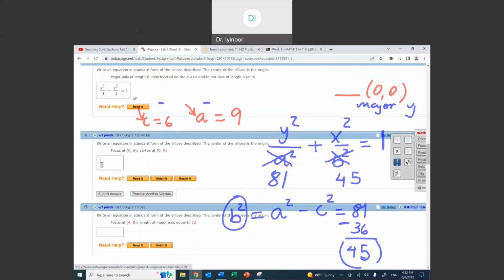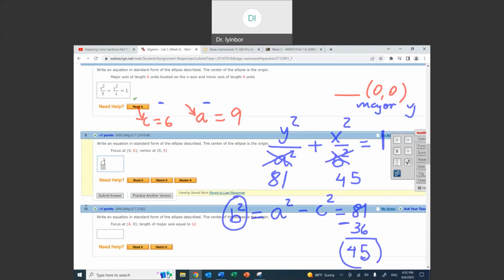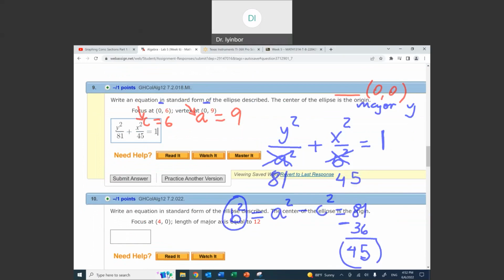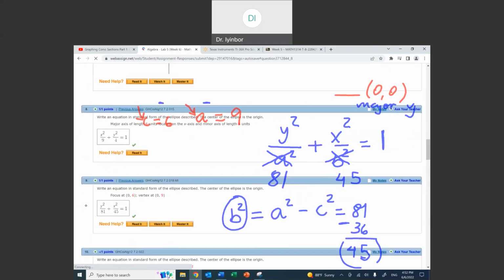And you're going to put y in this case, right? Y squared, and then go down and put 81, plus another fraction, x squared over 45. And then you need to get out and put it equals 1. So this is how the answer looks. It's going to look exactly like that, exactly the way you got it. Make sure you get out of the square, get out of the fractions, and put it exactly the way it is.